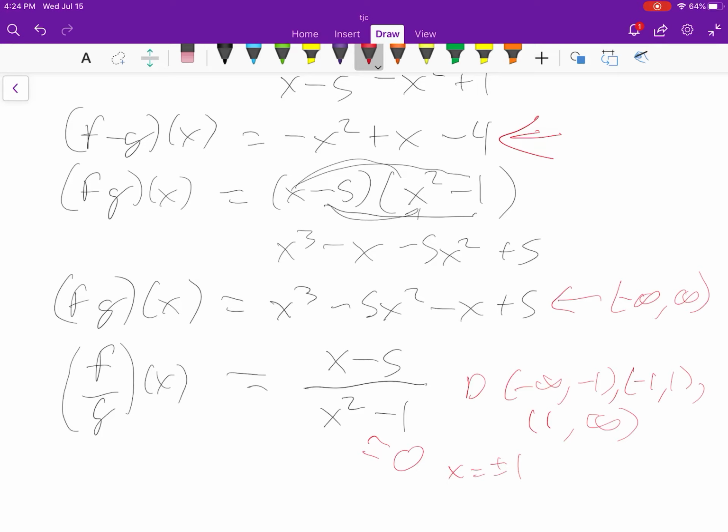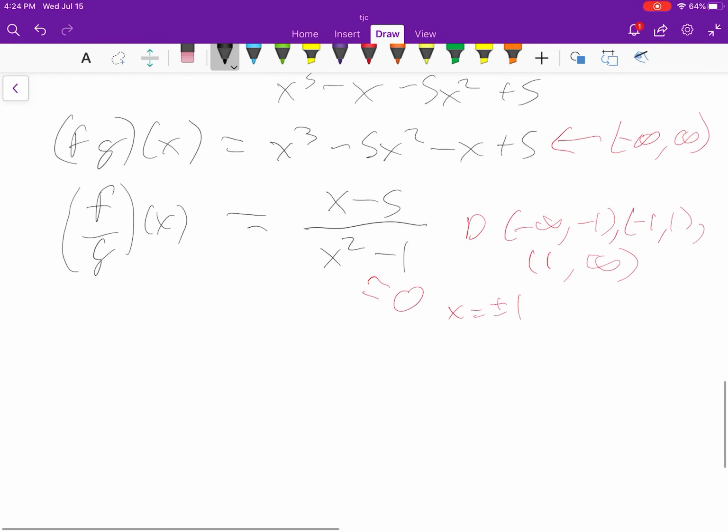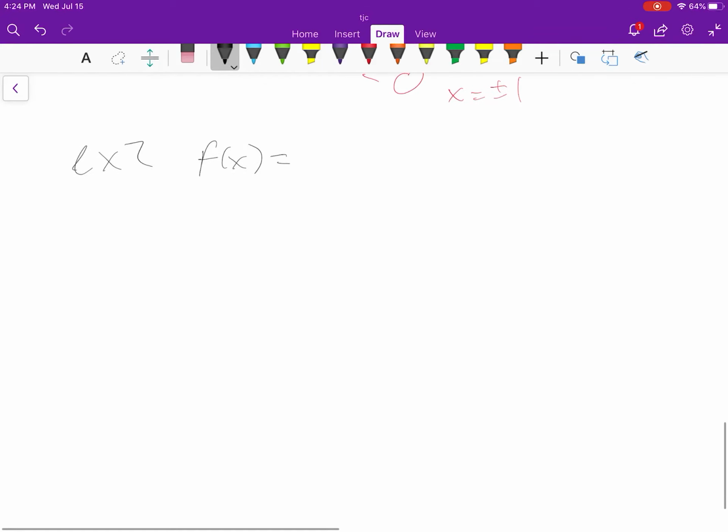Now, let's go to another example here. Instead of adding two polys, let's add maybe two radical functions together. It'd be a little more complex. So let's look at example number 2. Let f of x equal the square root of x minus 3, and g of x equal the square root of x plus 1. So these are both square roots, so they're both even roots.